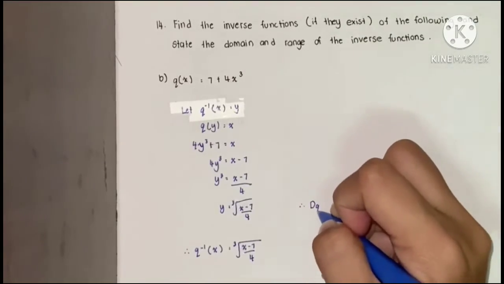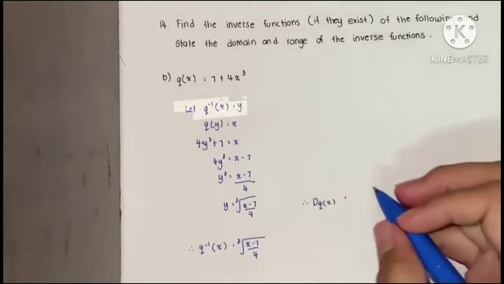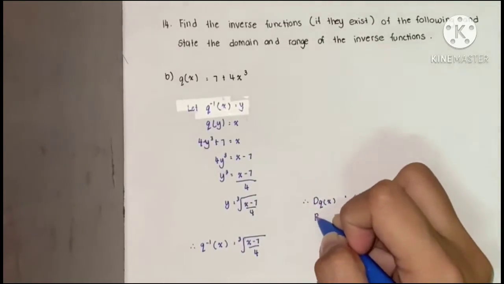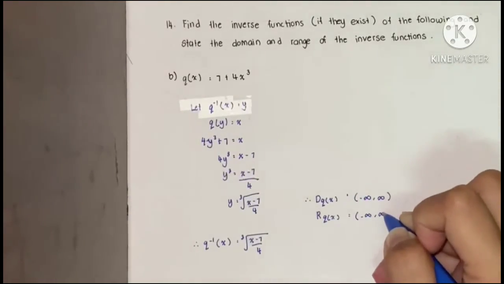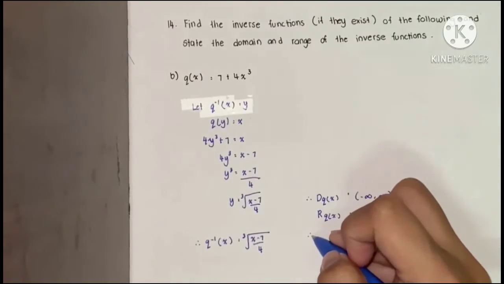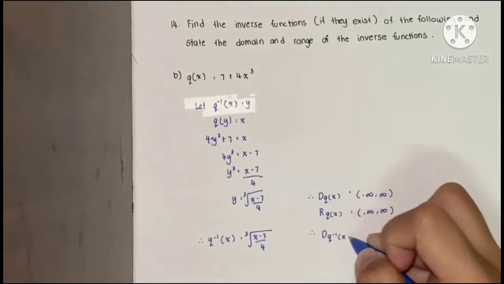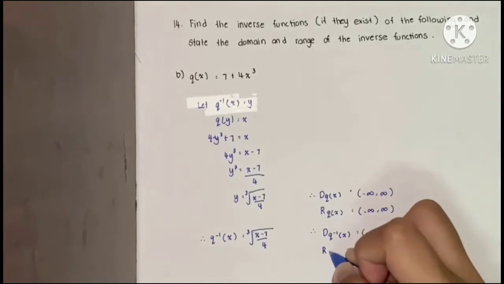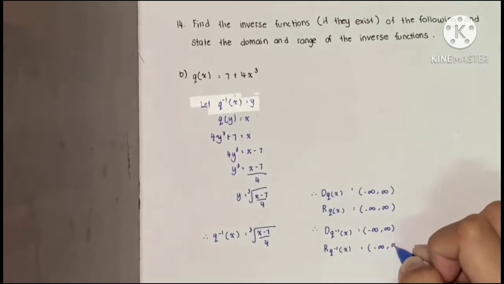The domain of q(x): this is a cubic function, so the domain is negative infinity to infinity, and the range of the q(x) function is negative infinity to infinity. Based on this domain and range, we get the inverse function. The domain of the inverse function of q(x) is negative infinity to infinity, and the range of the inverse function of q(x) is negative infinity to infinity.